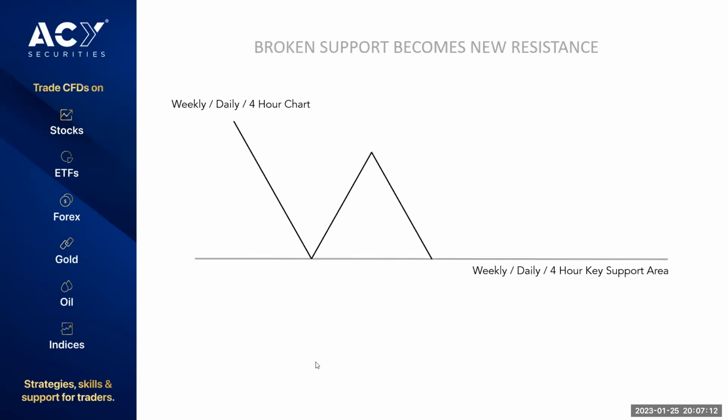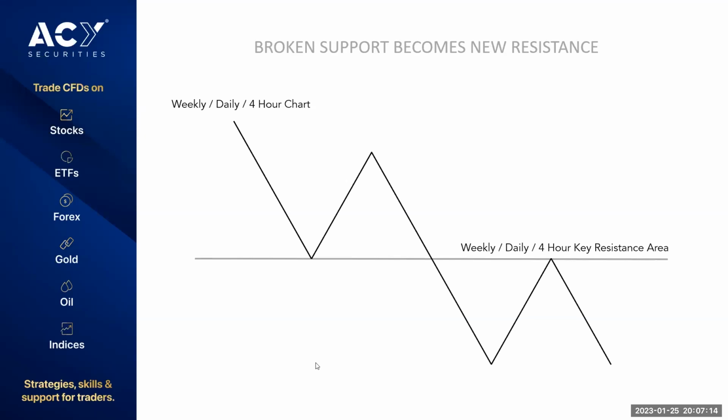All right, broken support becomes new resistance. Okay, weekly, day, 4-hour chart. We break below support. At some point, price will probably come back to that level and it will be resistance. So at that area, that is where you need to look for a setup to sell.